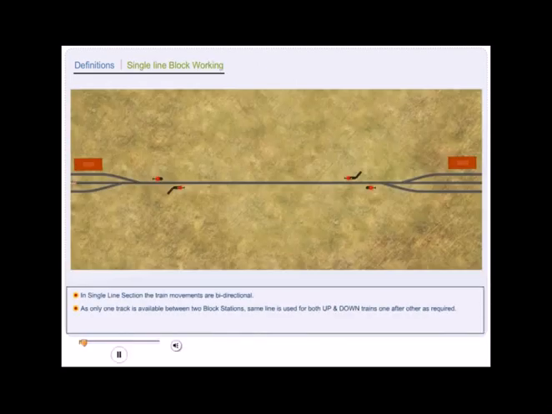In single-line section, the train movements are bidirectional. As only one track is available between two block stations, the same line is used for both up and down trains, one after the other, as required.